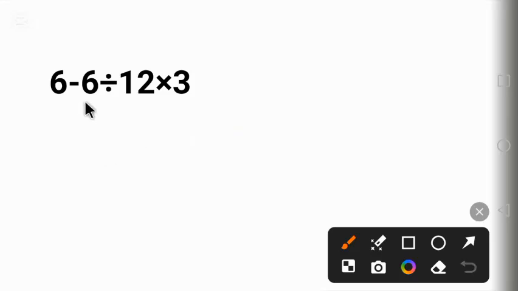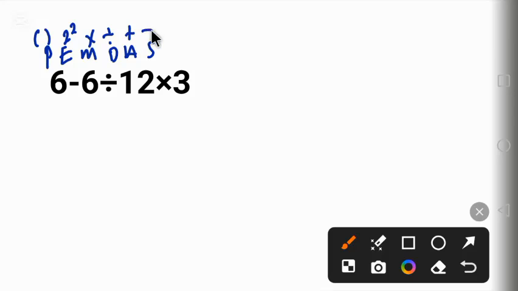We have to follow the order of operation called PEMDAS or BODMAS, depending on your country. P here stands for parenthesis, which is the first order. After that, we'll solve the exponent, something like 2 squared. Next will be multiplication and division. They're on the same level, so we work from left to right. Finally, we work addition and subtraction. They're also on the same level, so we work from left to right.